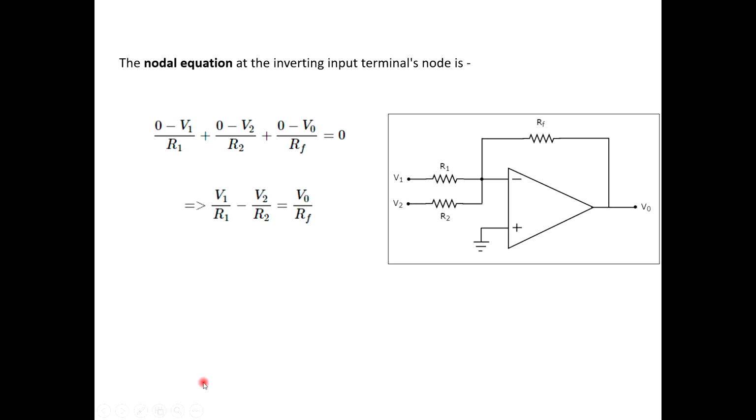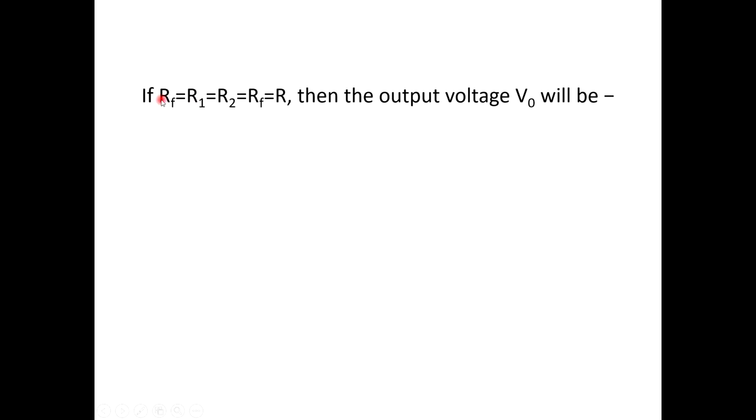And again, taking all the terms on one side, that is V0 on one side and RF on the other side, we get V1 by R1 plus V2 by R2. Okay. If all the resistors are assumed to be equal to R, that is R1, R2 and RF equal to R, then what will be the change in the output voltage? We can simply write them as minus R into V1 by R plus V2 by R. So in the denominator also we have R and in the numerator also we have R. These R can be cancelled.